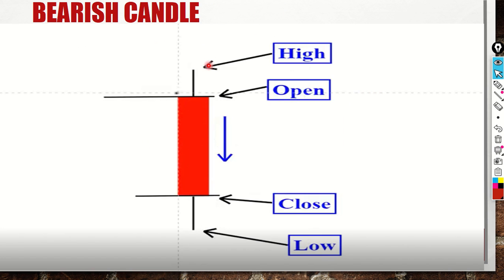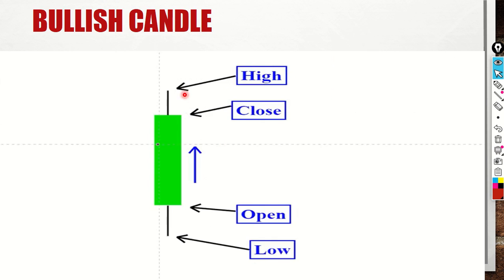So a bearish candlestick, we have an open, close, low and high. Price is decreased, as you can see, represented by the down arrow. A bullish candlestick is the opposite. We have an open, we have a close, we have a high, we have a low. So if it was a 1 minute candle, when that minute started, this is the opening price, this is the closing price, this is the high, this is the low.